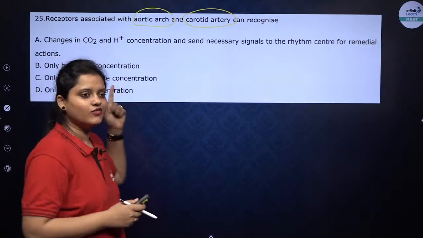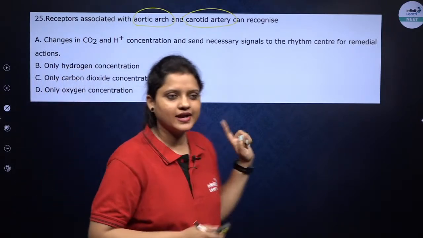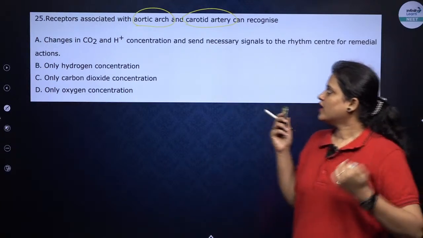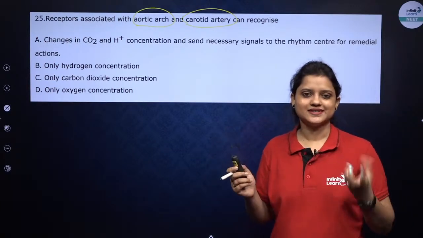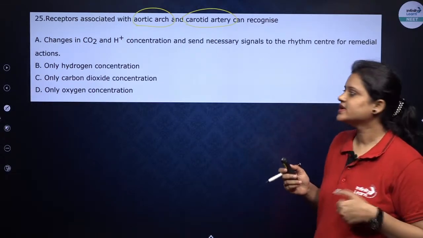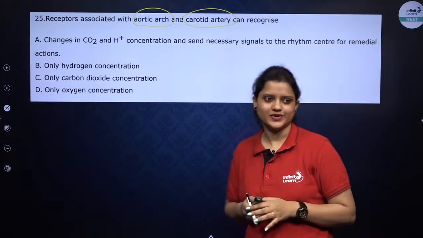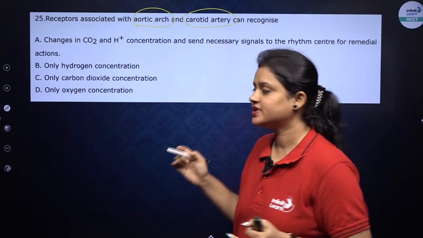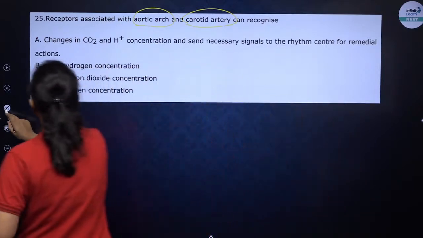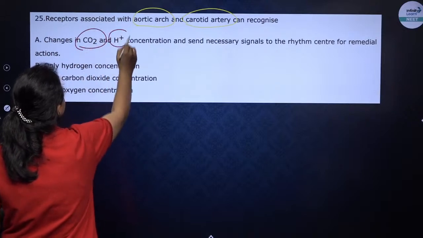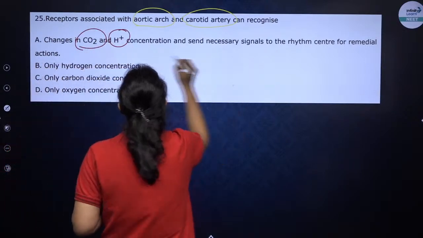can you tell me what will be the correct option? Try A, B, C, D. What they can judge or what they can recognize. Okay, W is saying A. Very good. So these chemical receptors can recognize the concentration of carbon dioxide and H plus ions in the blood.